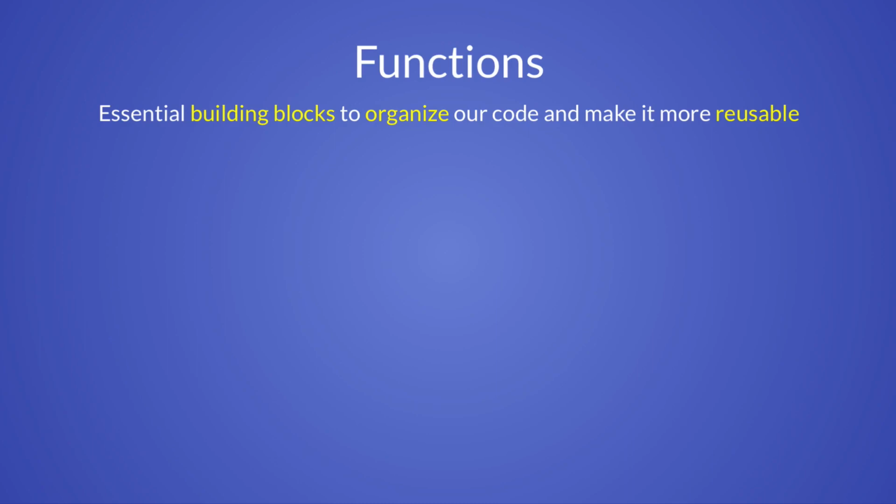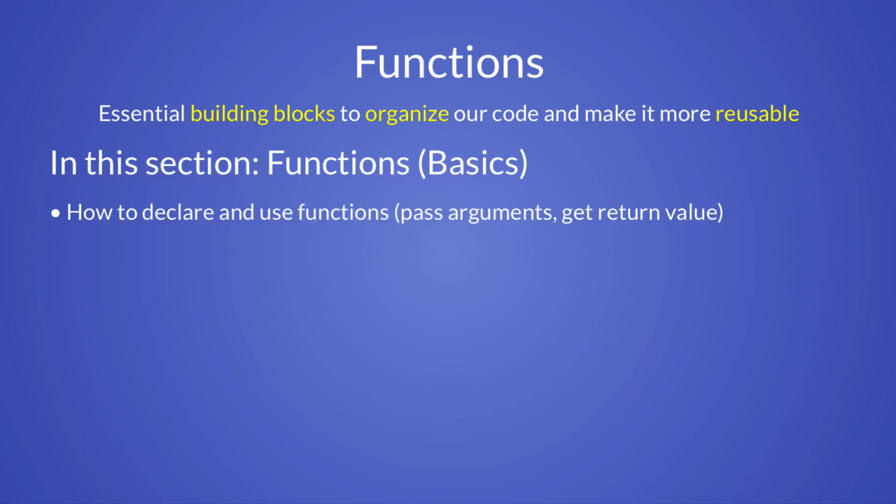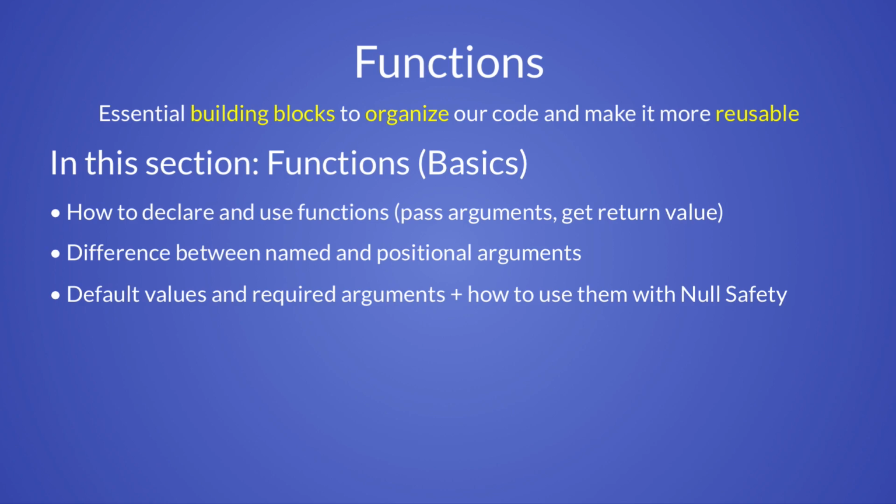Functions are essential building blocks that we can use to better organize our code and make it more reusable. Functions are a broad topic, and for this reason we will cover them over two separate sections. So in this section we will start with the basics. As part of this, we will learn how to declare and use functions so that we can pass arguments to them and get a return value. We will understand the difference between named and positional arguments, and we will talk about default values and required arguments so that we can learn how to use functions correctly with null safety. And we will also learn about the arrow notation so that we can write functions in a more concise way.